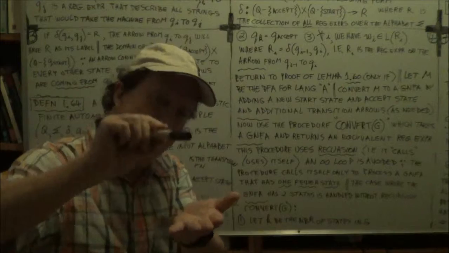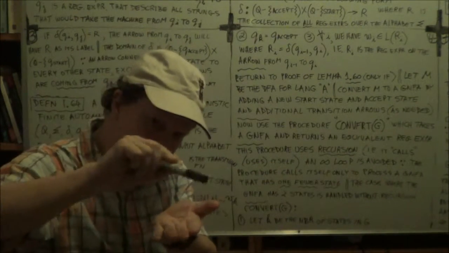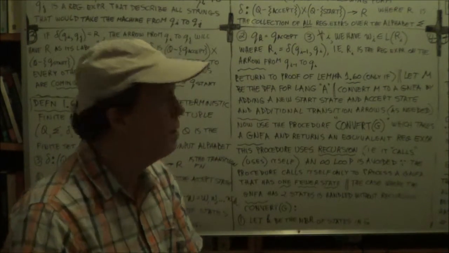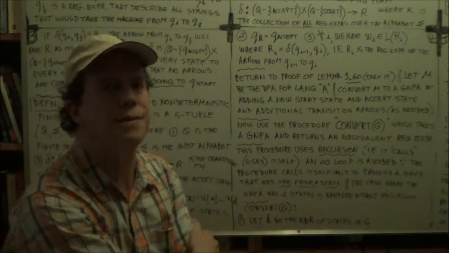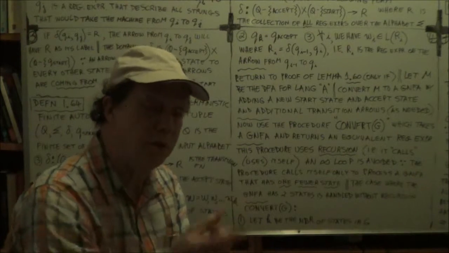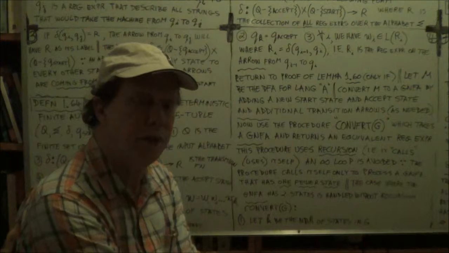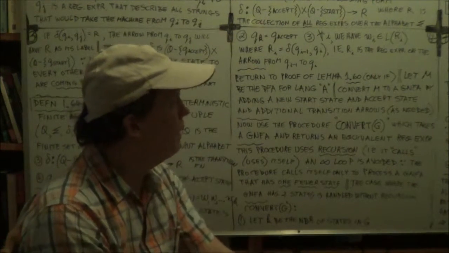Now each time you're looping back, the size of your G that you're using in your convert task will go down by 1 each time, until eventually the size of your G is just 2. There are just 2 states in your GNFA, and when that happens, you don't recurse anymore. You don't loop back anymore. You just calculate the answer and output the answer, and you can get things from there.